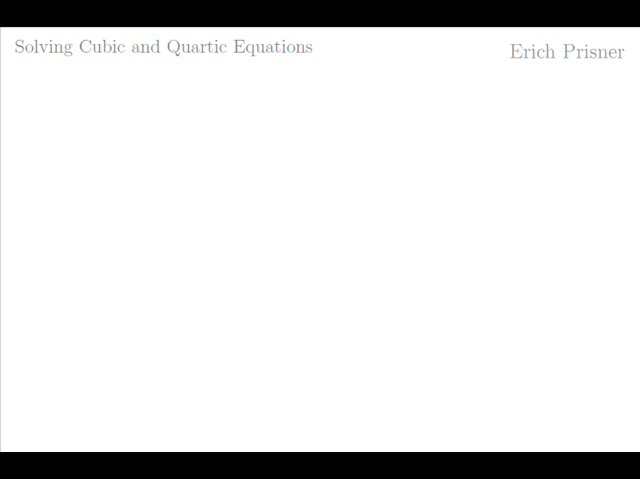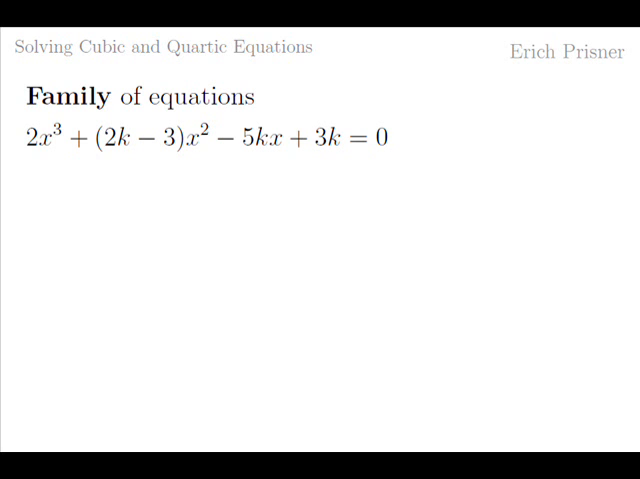There is another reason for using the method described instead of just graphing the function. Sometimes we don't have just an equation, but a whole family of equations with a parameter k, like 2x cubed plus 2k minus 3 times x squared minus 5k times x plus 3k equals 0. So k is a parameter. That means that for every fixed value k, we get the corresponding equation. Using graphs, we can approximately solve the equations for any single k, but in order to solve it for all k, we need our method.